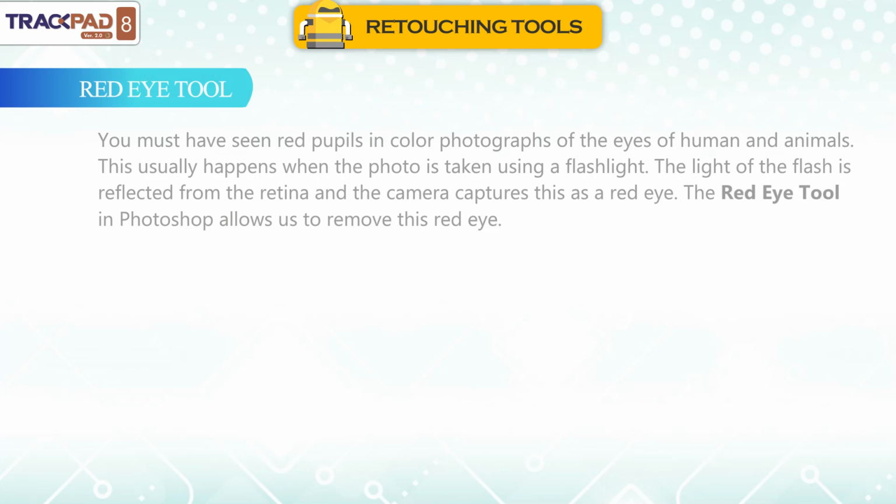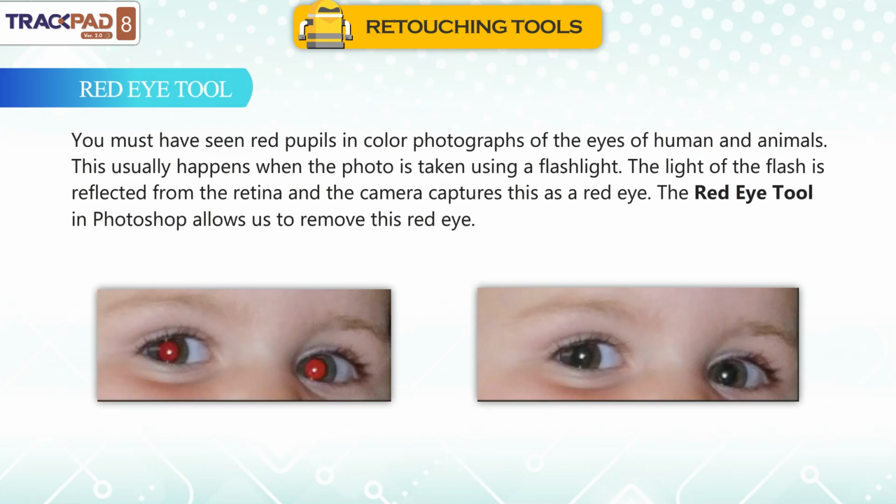Red Eye Tool. You must have seen red pupils in color photographs of the eyes of humans and animals. This usually happens when the photo is taken using a flashlight. The light of the flash is reflected from the retina and the camera captures this as a red eye. The Red Eye Tool in Photoshop allows us to remove this red eye.